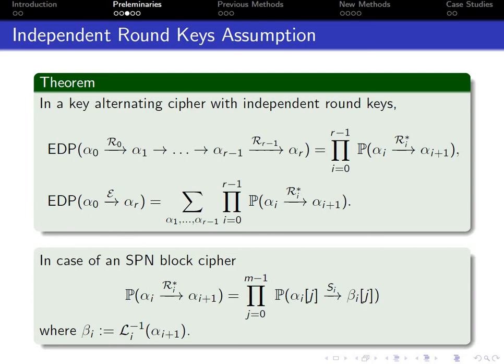We just need to compute the differential distribution of the S-boxes beforehand, and then we only need to do a lookup table for each of these active S-boxes. But still, computing expected differential probability of a differential, even under this assumption, is not easy, because we need to sum over all the intermediate state values alpha 1 to alpha r minus 1, and this increases the complexity of computing.